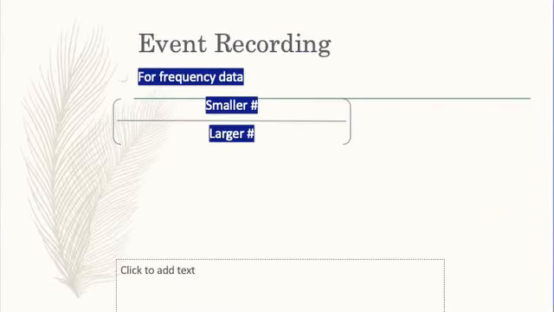So we would have a second person look at the data, and we would do the smaller number divided by the larger number. So if I said that it only happened 5 times, and this person said that it happened 6 times, we would divide 5 by 6 and we would have a percentage of agreement.